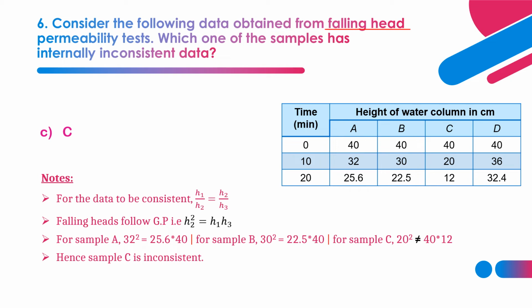So the concept followed here is this one. The falling heads are in GP. That is, the square of the second falling head shall be equal to the product of the previous head and the next head. H2 square is equal to H1 into H3. Now we shall move to the 7th question.